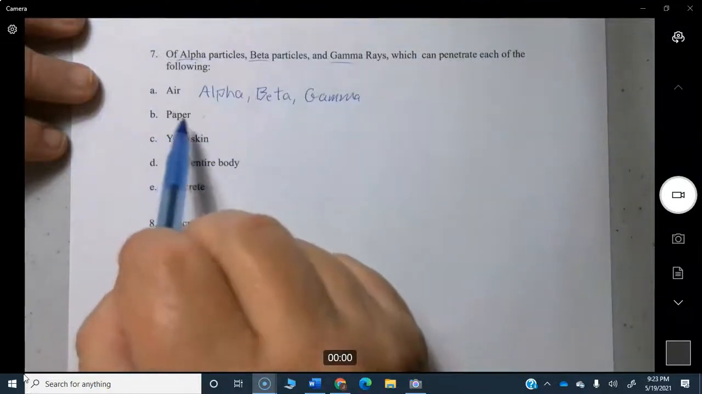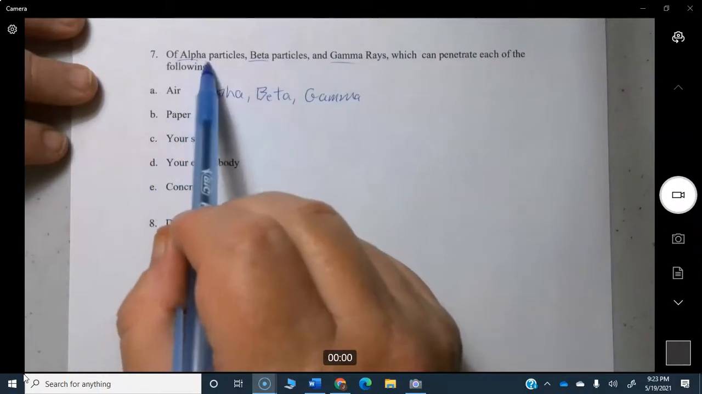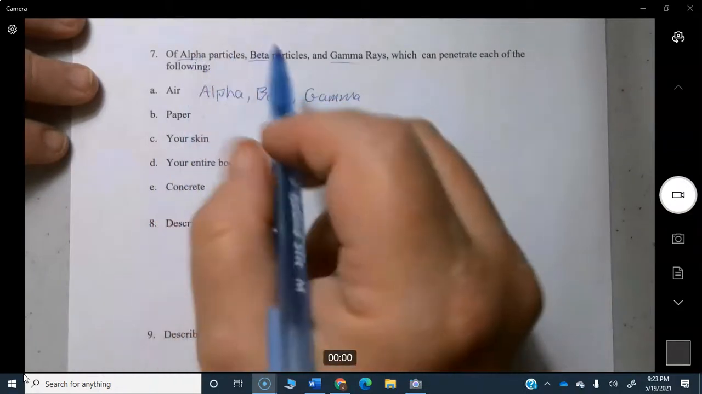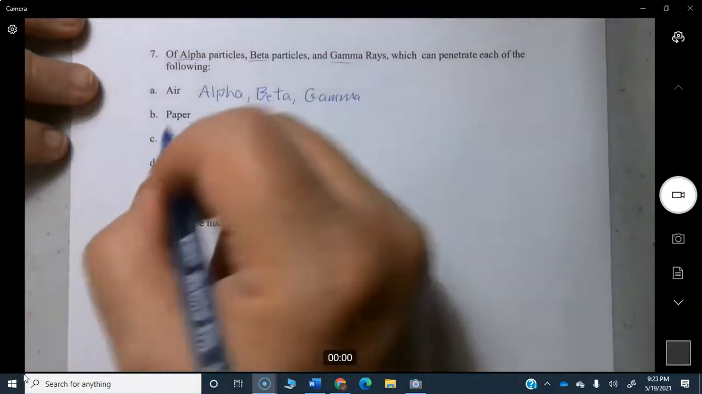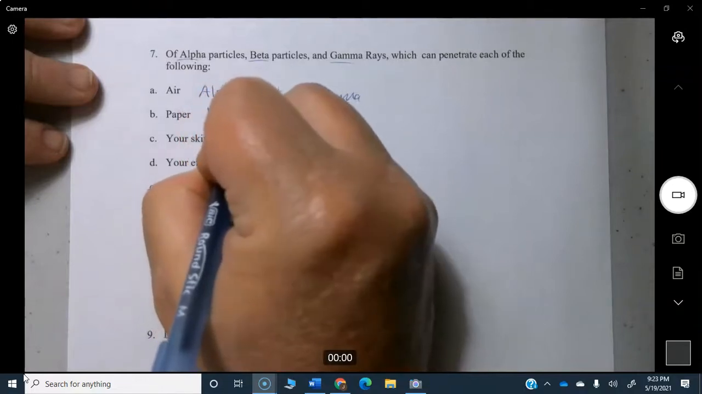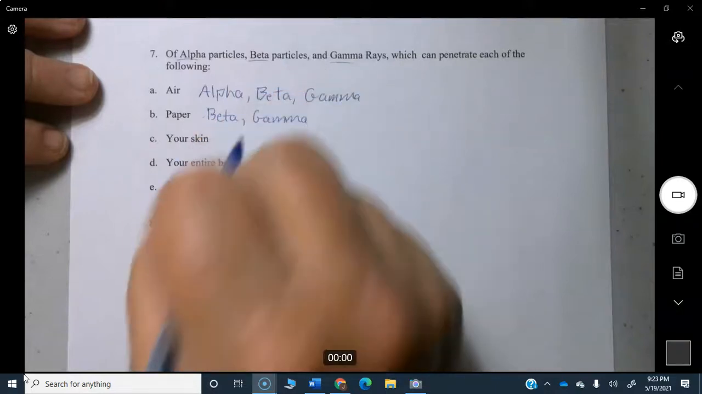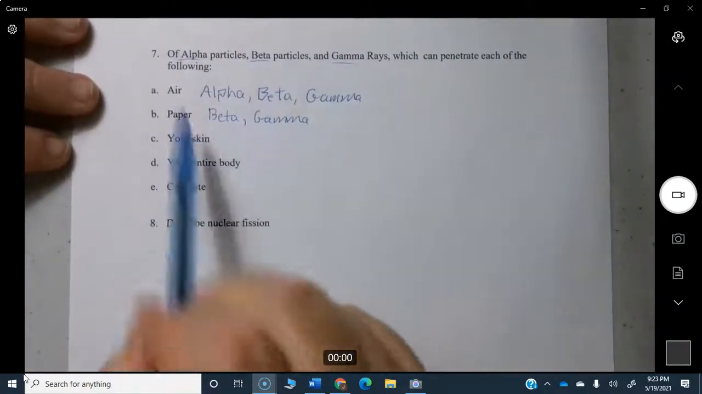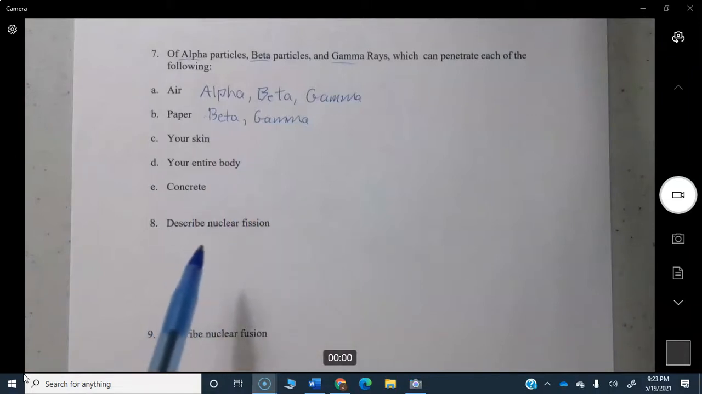What about paper? Well, we said that alpha particles can be blocked by paper. They don't go through paper. But beta particles and gamma rays do. So you're writing down which ones do go through these things. So this would be beta and gamma. Okay, so it's very clear. The rest of these are very clear. Watch the instructional video and it will make it clear what the answers to the others are. Okay, but you need to know that for the district final.